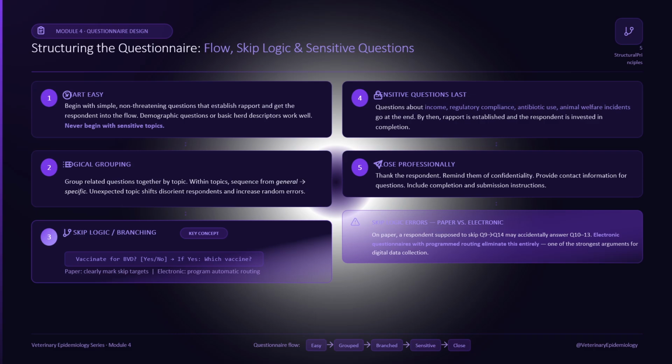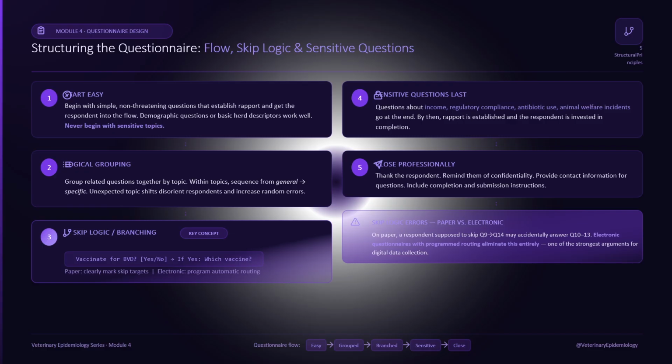Start easy. Open with simple, non-threatening items, demographics, or basic herd descriptors to build rapport and get respondents into the flow. Group logically. Keep related questions together by topic and sequence general to specific. Unexpected topic shifts disorient respondents and increase random error.